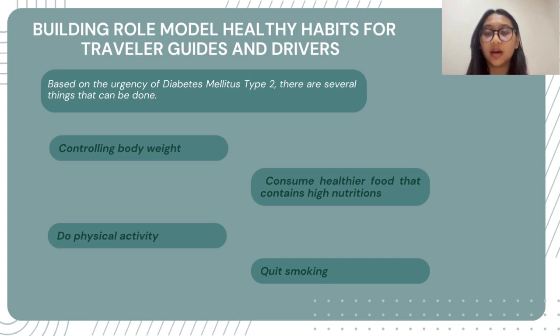Building role model healthy habits for traveler guides and drivers. Based on the urgency, there are several things that can be done. First, controlling the body weight. By lowering and maintaining HbA1c level in the normal range of under 5.7%, patient can reduce the risk of having diabetes mellitus type 2 and its complication such as diabetic retinopathy.